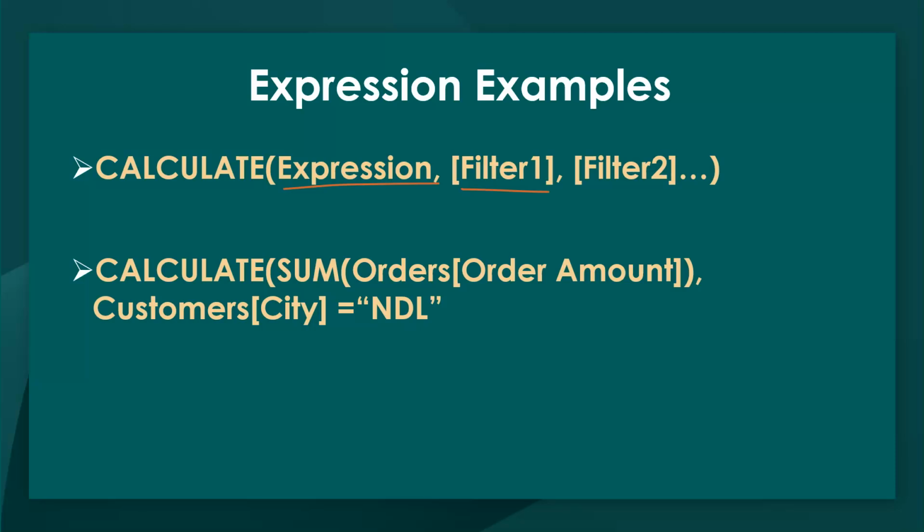In this primary example of DAX, you can see that we have used CALCULATE. First we define the expression, that is, what we want as a result. We need the sum of the order amount column from the orders table. This is written as a fully qualified reference, because we have used first the table name and then the column name. I can also remove this table name.